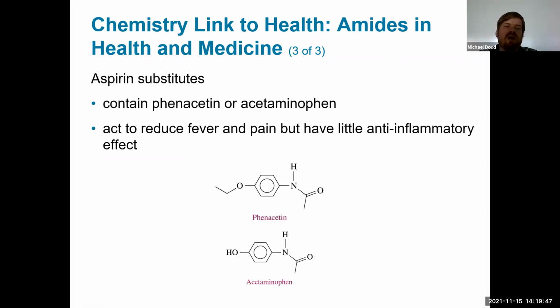Aspirin substitutes as well often contain amides. So, for example, phenacetin or acetaminophen. So that's Tylenol, and phenacetin is, I think, Excedrin. I could be wrong on that. I might be forgetting the actual brand name for that. But both of these are used for basically fever and pain relief, but they don't have an anti-inflammatory effect.